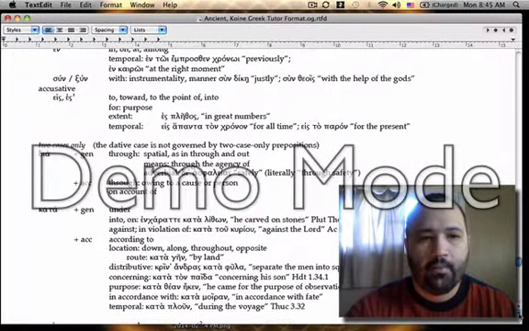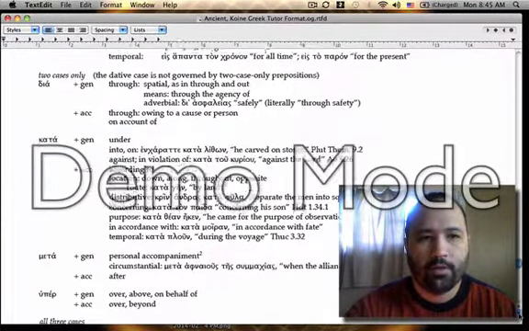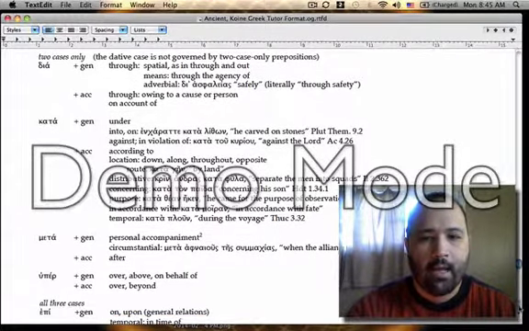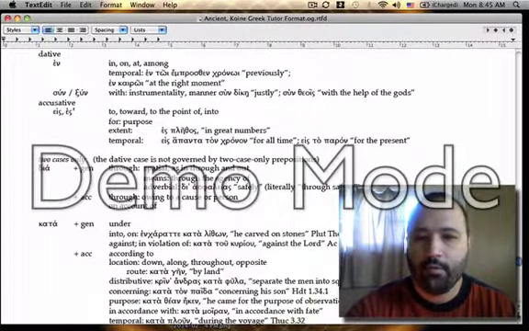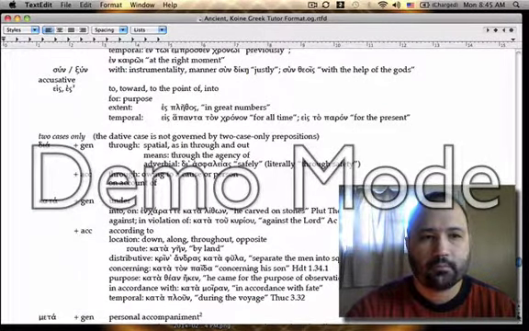Now, there are some that use two cases. Let's just go over these really quick. And again, you can go over all of these for your review here, which is very simple.